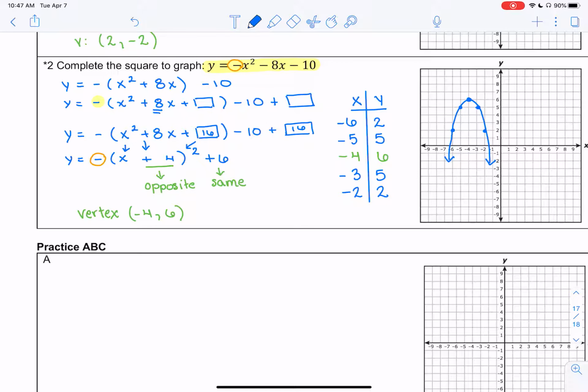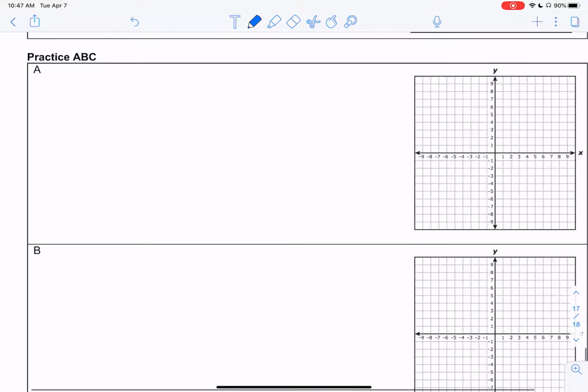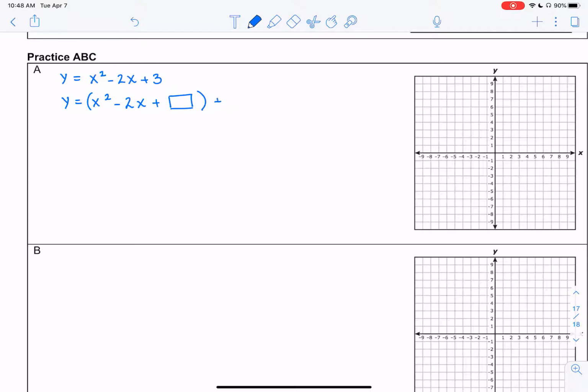Let's move on to question A. This is from your textbook, page 418. Complete the square as an aid in graphing. Y equals x squared minus 2x plus 3. So to graph this, I need to figure out vertex form. That means I'm going to start off separating these first two terms and then have plus a magic box. The plus 3 is on the outside, and then I need to subtract that magic box in order for it to cancel.